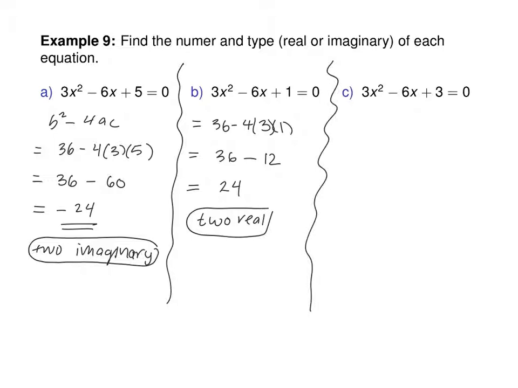All right, this one. So we'll have 36 minus 4 times 3 times 3. I think that's 36 minus 36, which is 0. So 1 real answer.